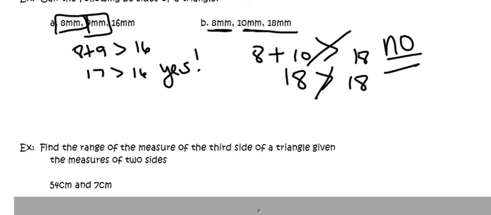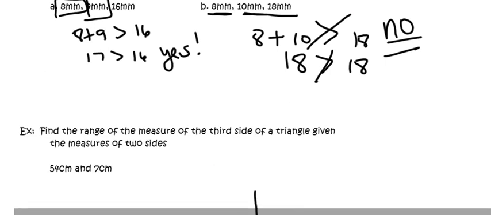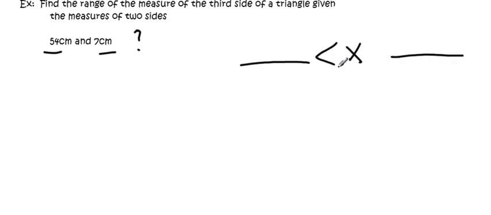And then finally, what if we want to find the range for the third side of a triangle, given two sides already? Well, if these are the two sides we were given, and we're looking for the third side possible value, remember, the third side, we'll call it x, has to be greater than the difference of the two given sides and less than the sum of the two given sides. So we take the two given sides and subtract them from each other, and we take the two given sides and add them together.